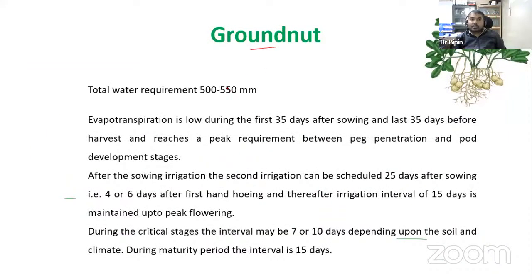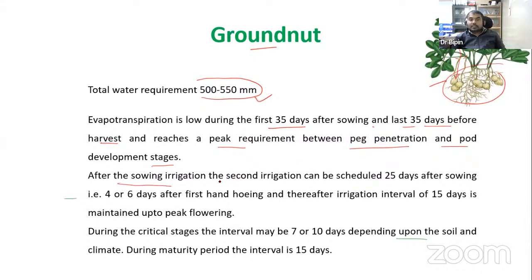Now we will talk about the groundnut. The groundnut total water requirement is 500 to 550 mm, and evapotranspiration is low during the first 35 days after sowing and the last 35 days before harvest. It reaches the maximum peak water requirement at the peg penetration and pod development stage. This means when flowering starts, the gynophore starts to develop, the peg penetrates the soil, and then pod development starts. At that time, moisture, that means water, is very important for the groundnut.